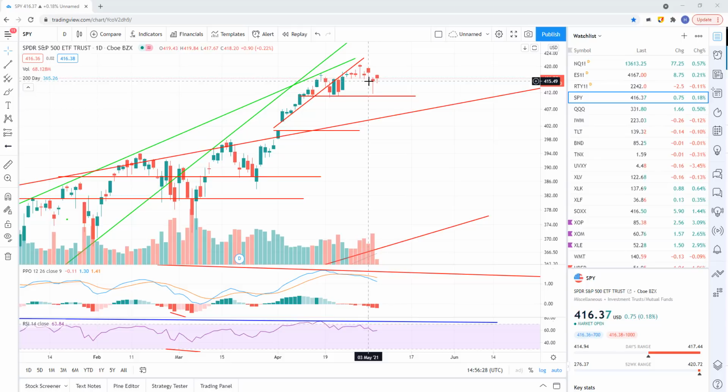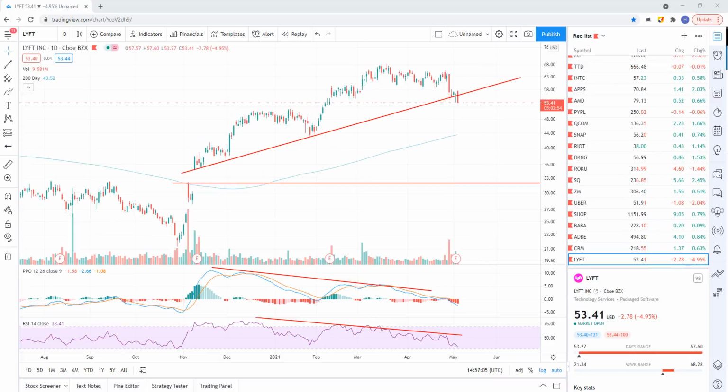So maybe we're just repeating that, where the Qs is going to have some movement, the SPY is not going to move a lot, and that's all that the move is going to be.